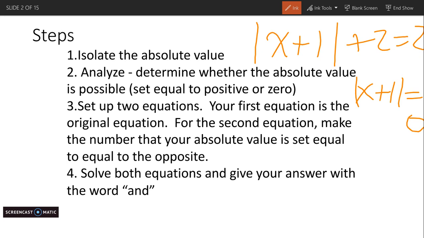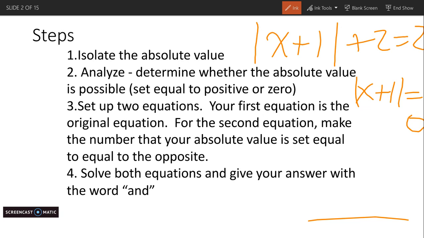From there, you're going to set up 2 equations. And for the first equation, you're going to use just the original equation. And for the second equation, you're going to do the exact same thing on the left side, but on the right side, you're going to make it negative. And for both of them, you're going to take out those absolute value signs. And in step 3, you no longer need to have those absolute value signs. The 2 equations are taking care of that possibility. And then for step 4, if necessary, go ahead and solve both equations.